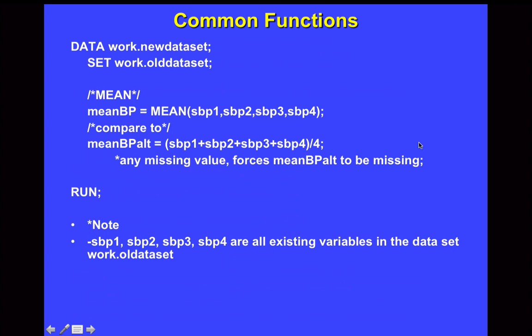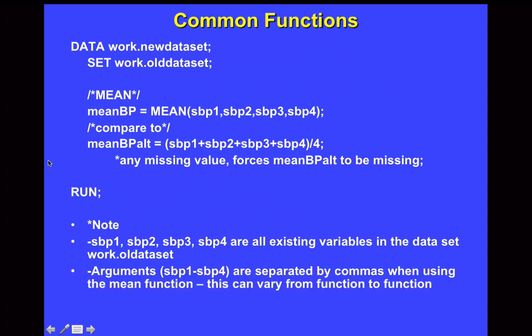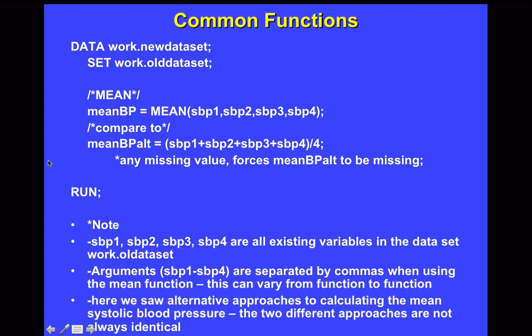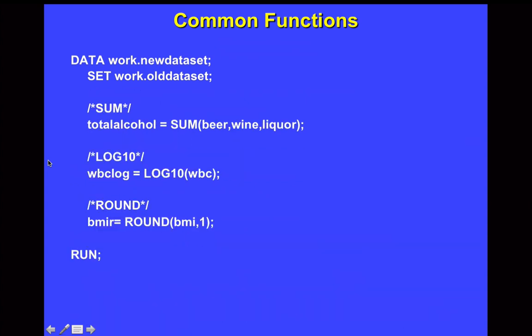Now again, SBP 1, 2, 3, and 4 are all existing variables in the input data set, and you're using those to create new variables. In one example, mean BP, and in the second example, mean BP alt. I'll let you read through those additional notes, and we'll move on to a couple other useful functions.